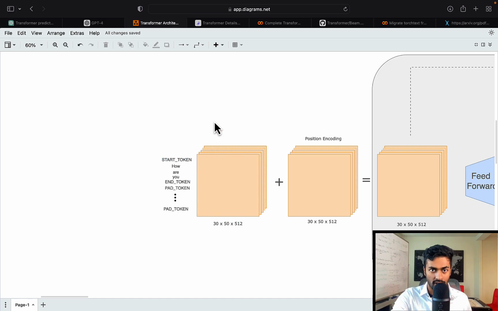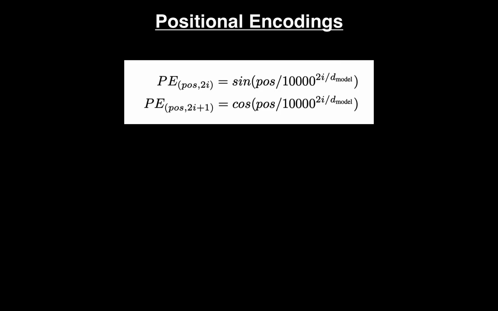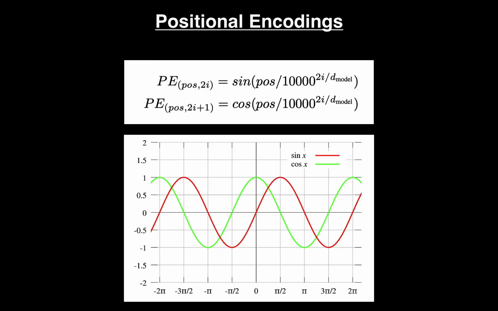So this cube structure over here is essentially a huge tensor that is going to be 30 cross 50 cross 512. That's 30 for this batch dimension, 50 for the number of words in the sentence, cross 512 for each single word representation. We then add a positional encoding of the same shape. These positional encodings are generated from sine and cosine functions, and so they consist of numbers between -1 and +1.